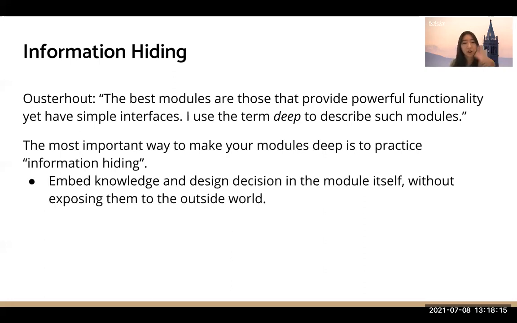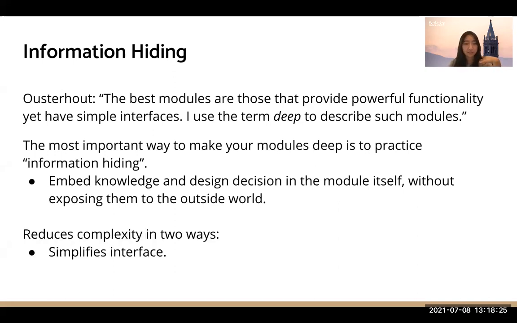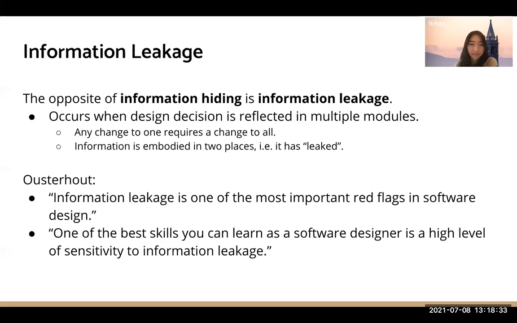In other words, embed knowledge and design decisions in the module itself without exposing them to the outside world. Again, it's abstraction. It reduces complexity in two ways. It simplifies the interface, and it makes it easier to modify the system. The opposite of information hiding is information leakage, and this occurs when a design decision is reflected in multiple modules. Any change to one requires a change to all. And so information is embodied in two places. In other words, it has leaked out from the one place where it should be.